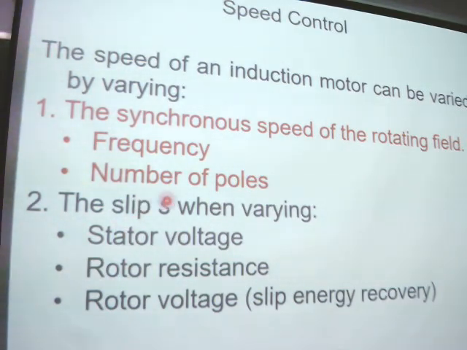How to change the speed? There are 3 methods. We can change the stator voltage, we can change the rotor resistance, and we can change the frequency. Also, we have a method named slip energy recovery. We'll explain them in detail in the next slides. First, let us see an example.